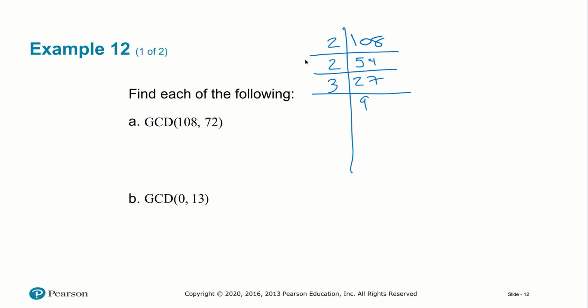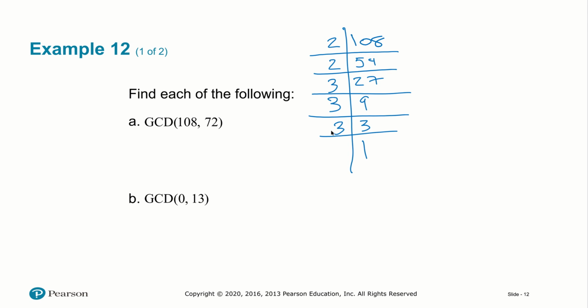Repeat the process. So 9, we know again, is divisible by 3. When we divide, we get 3. We put it under the 9 here. Now we have a prime number, and we know that the only prime number that goes into a prime number is itself. So we write 3, and then when we divide, we get 1. Remember, once we get to 1, the process is finished.